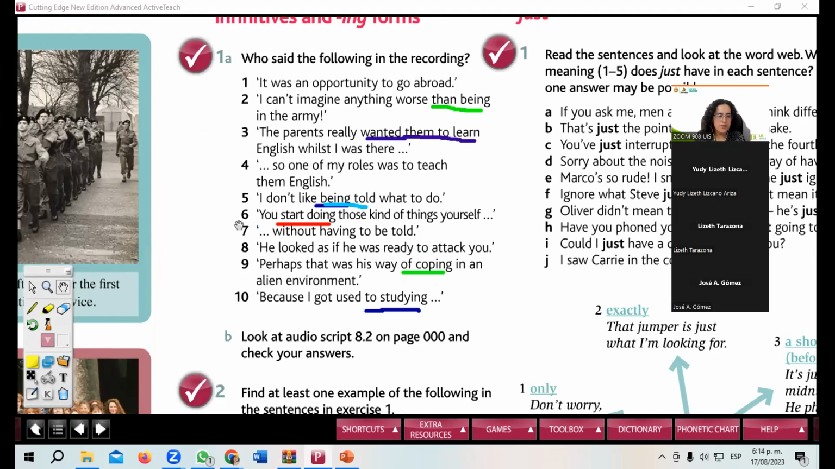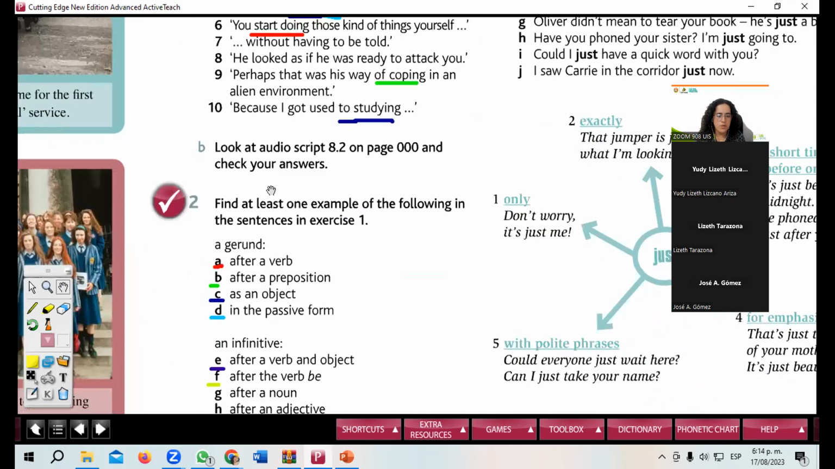Precisely after the verb to be was to teach, okay? So this one is, we have the adjective, was ready, okay? So it doesn't apply. After the verb to be was to teach. My role was to teach.